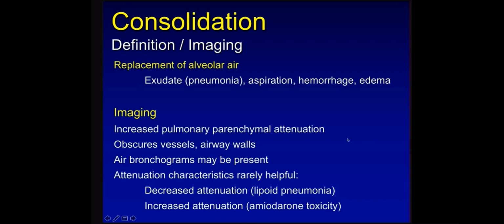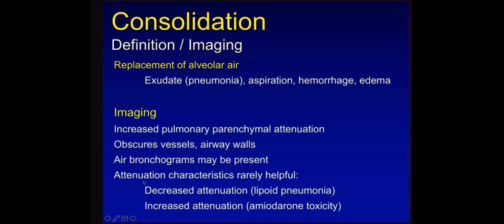Consolidation is defined as replacement of alveolar air. You might be replacing it with exudate in a patient with pneumonia, perhaps with aspirated material in a patient who aspirates, pulmonary hemorrhage, or again, pulmonary edema can become an airspace process by flooding into the air spaces when the pressures get high enough. And on imaging, you will see increased attenuation or increased density of the pulmonary parenchyma, obscuration of vessels and airway walls, and if things become dense enough in the parenchyma, then the airways start to stand out in relief against the dense parenchyma because they are containing air. And that gives you the so-called air bronchogram, which I'll show you in just a moment.